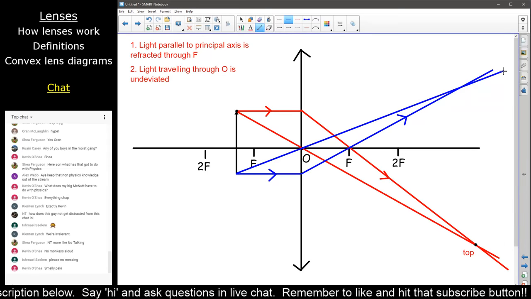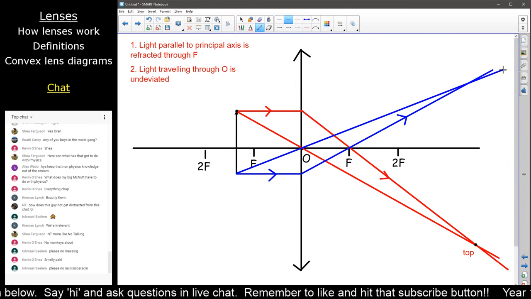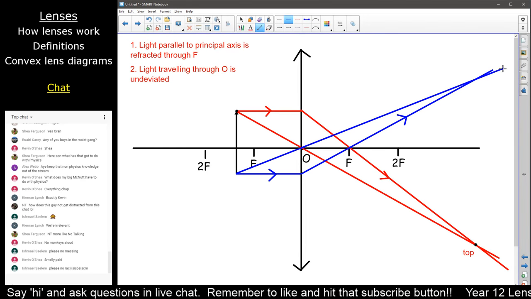I play nice and chat, just having a quick glance over. We're all friends here trying to learn physics.